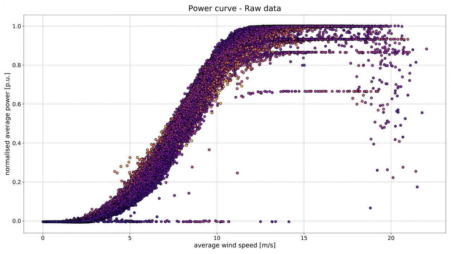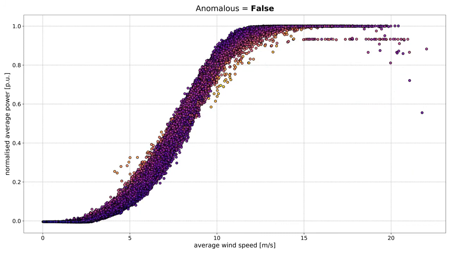This is what the raw data look like. And this is what the results look like. This is the wind farm power curve. So these will be the average wind speed across the 15 wind turbines and the average power across the 15 wind turbines.